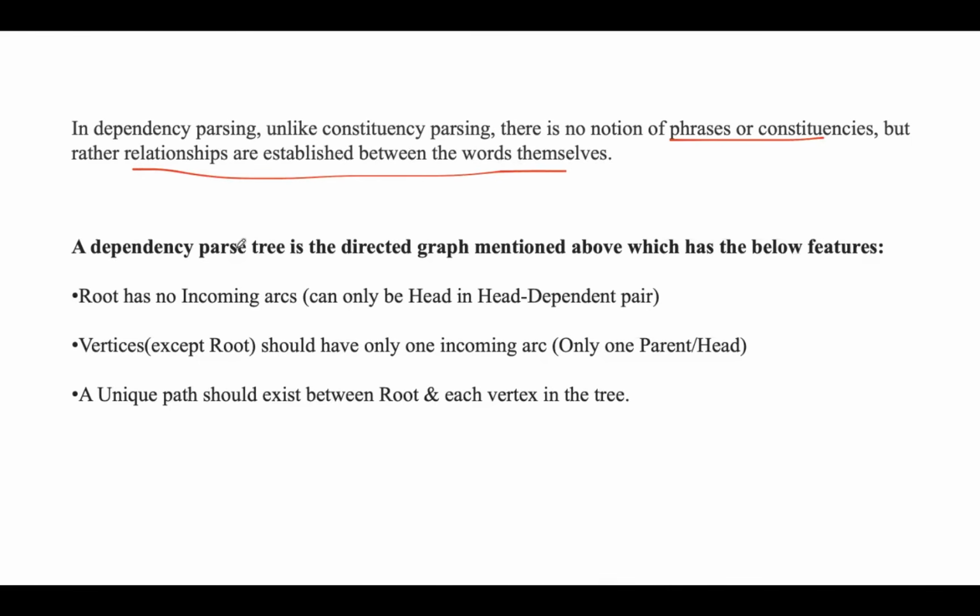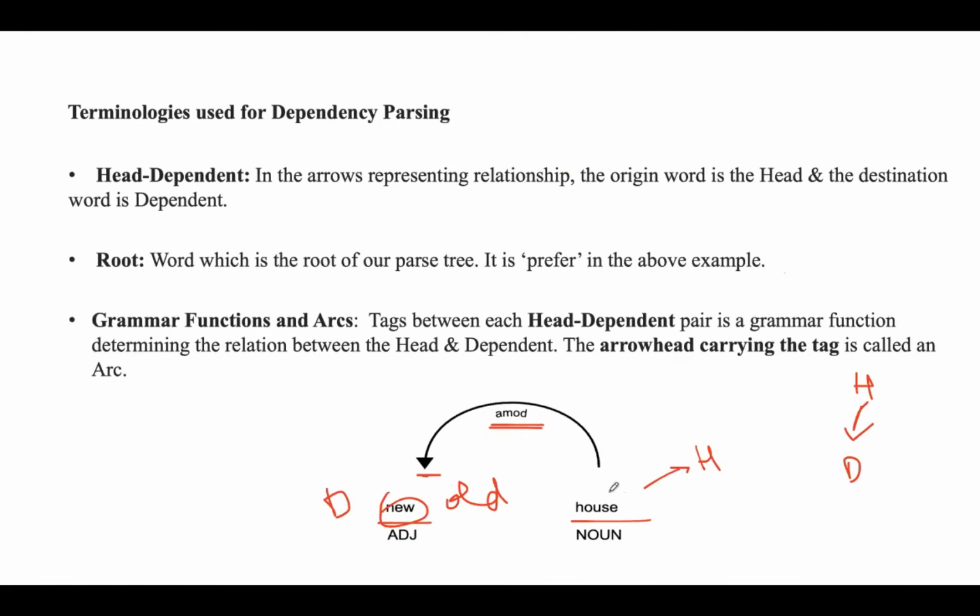So first, we can say that the root has no incoming arrows. We just now saw, if you take the previous one, this is a root. So this root does not have any incoming arrow, right? There is an outgoing arrow, but not an incoming one. And vertices should have only one incoming arc.